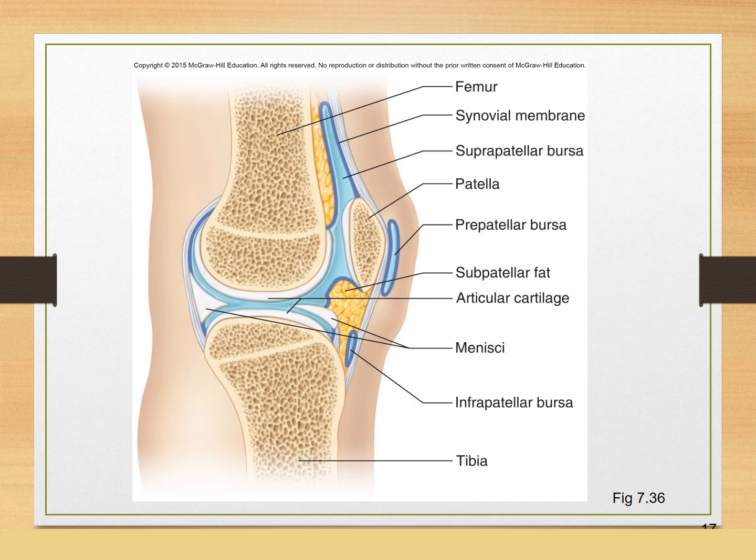The knee is a very complex synovial joint. In this diagram, you can see the femur and the tibia, the synovial membrane, the suprapatellar bursa, so that's found behind the patella. You can see the patella, the prepatellar bursa, the infrapatellar bursa. You can see articular cartilage at the end of the bones, and you can see the crescent-shaped meniscus. If you look at where the meniscus is located, this is going to prevent the end of the femur and tibia from rubbing up against each other.